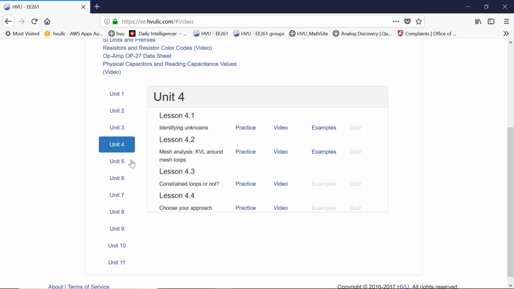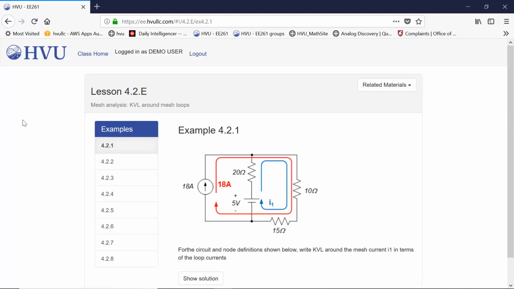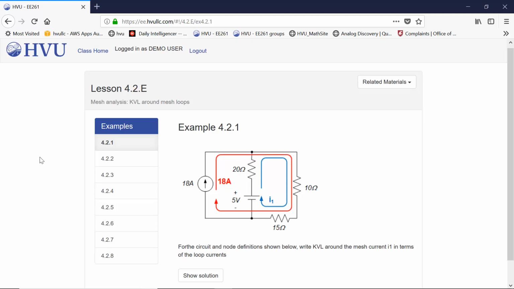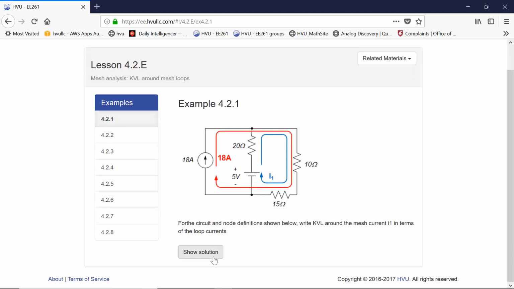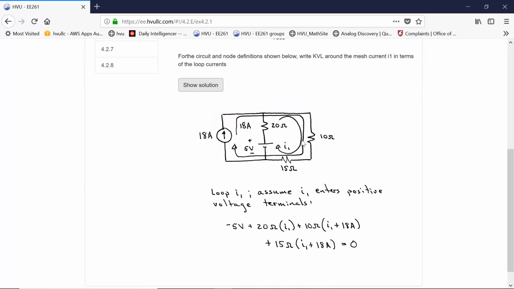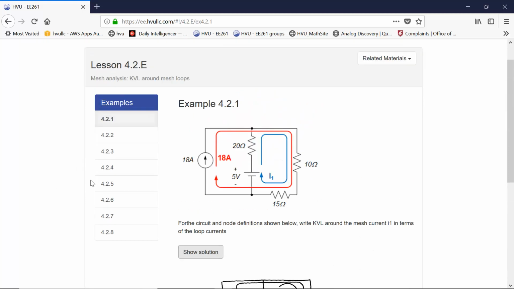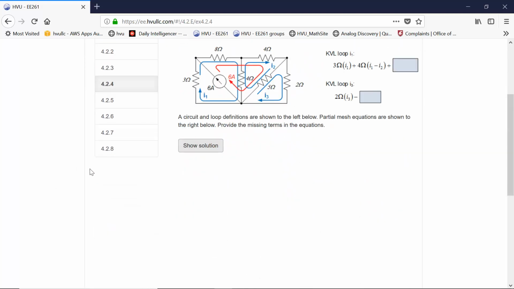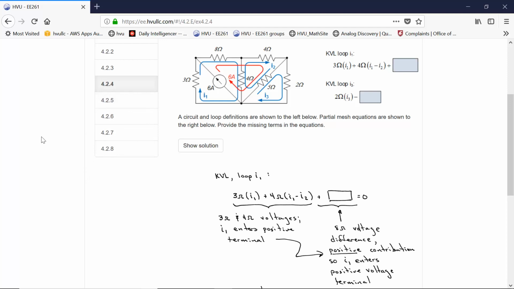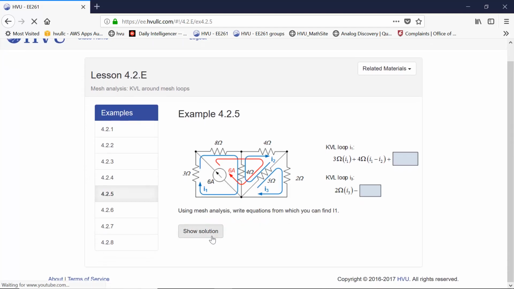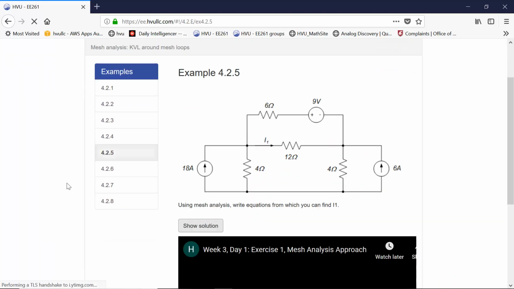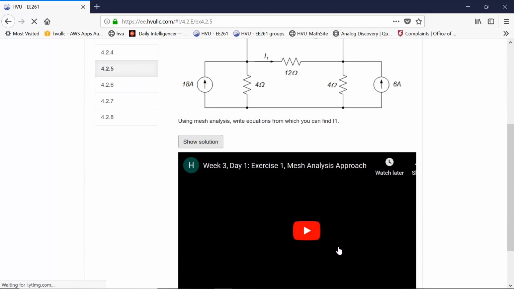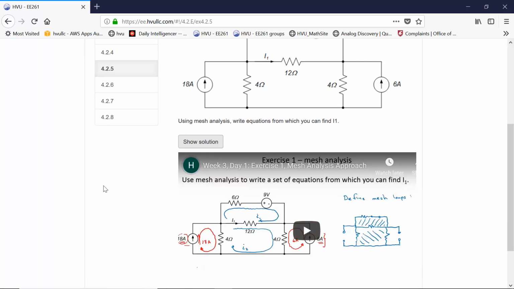Let's go to Unit 4, which is mesh analysis. Take a look at the examples here. As usual, I try to support multiple learning styles. So the solution might be in terms of a PDF of a written solution. That's another PDF. Some of the solutions are in the form of videos.